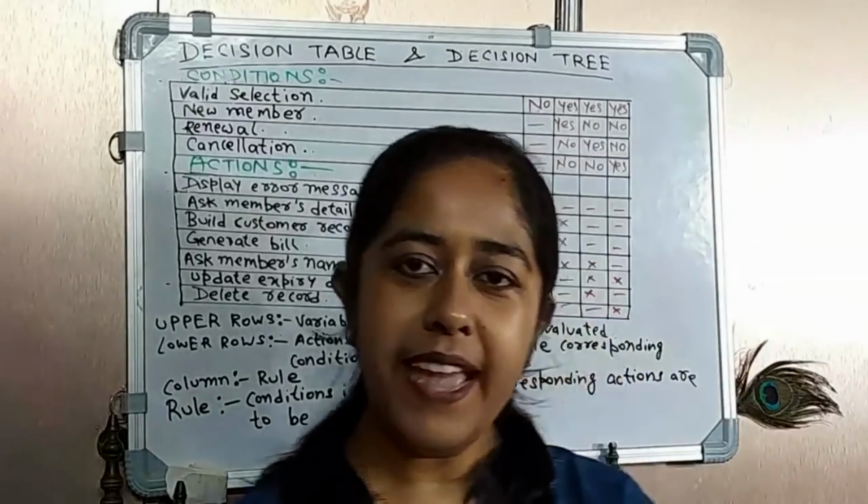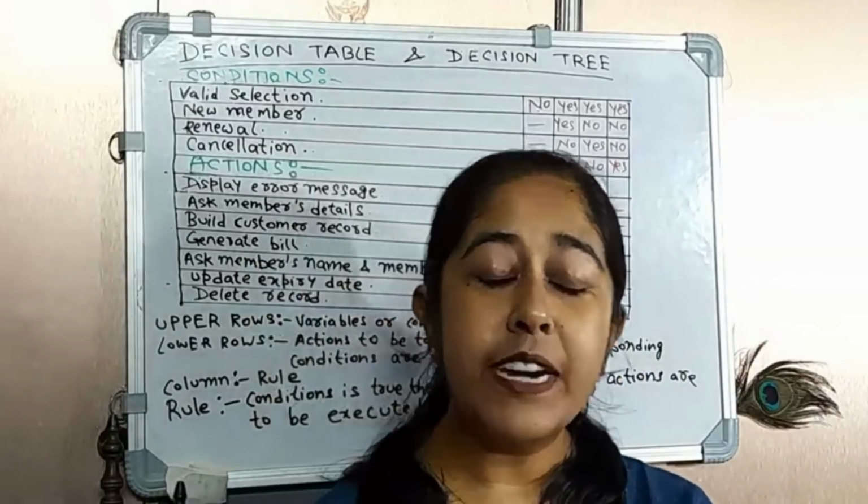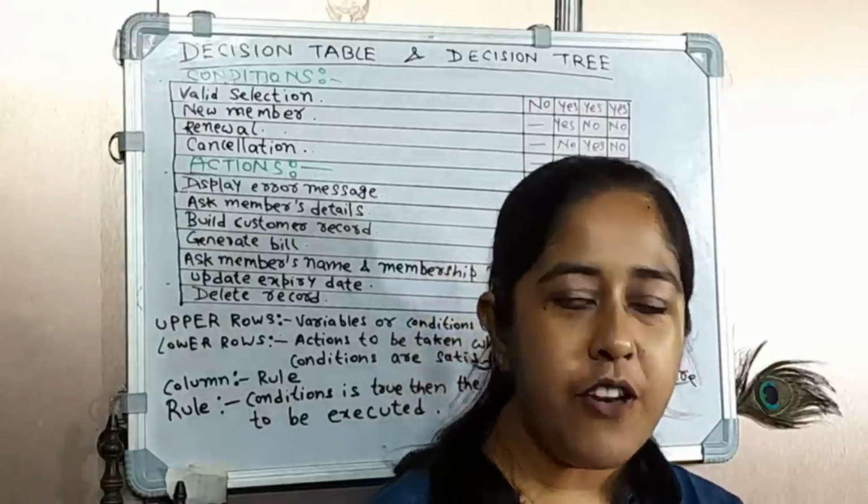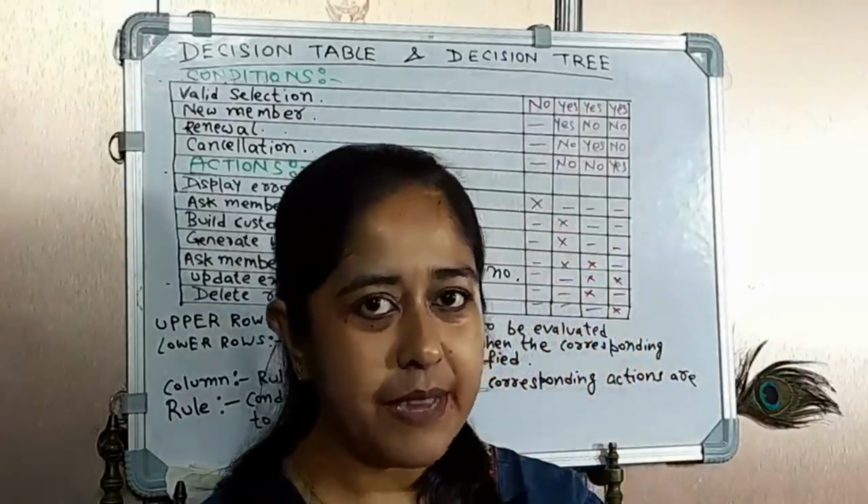The topic is decision table and decision tree. So what is a decision table or decision tree? First of all, we will go for the decision table.